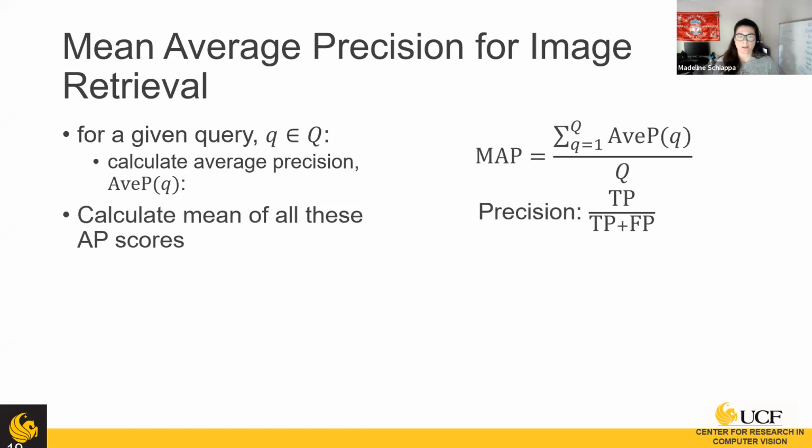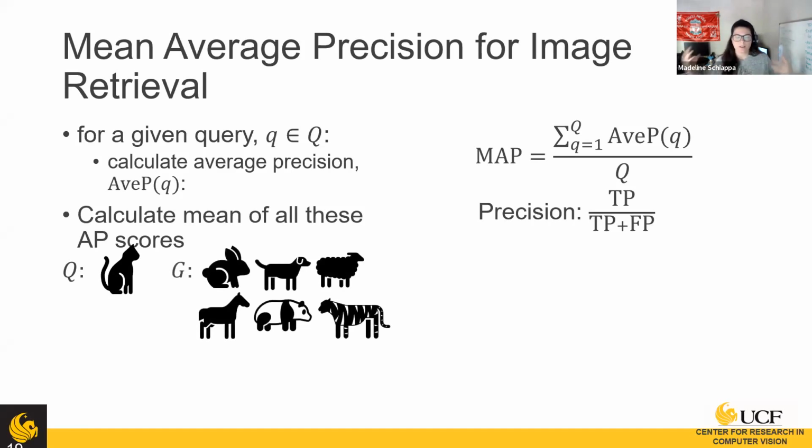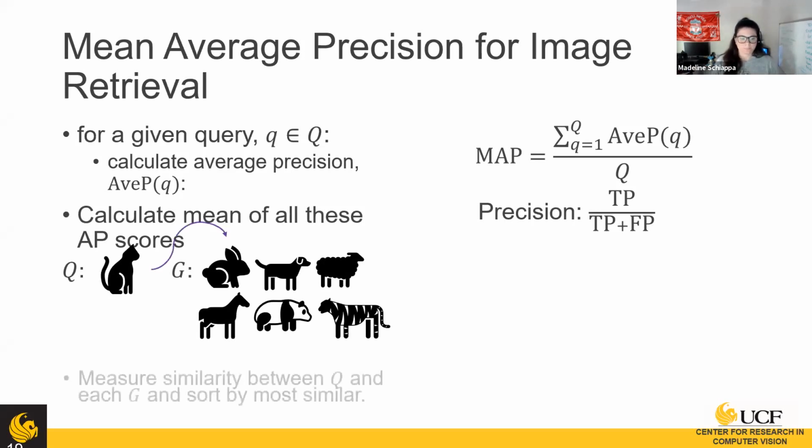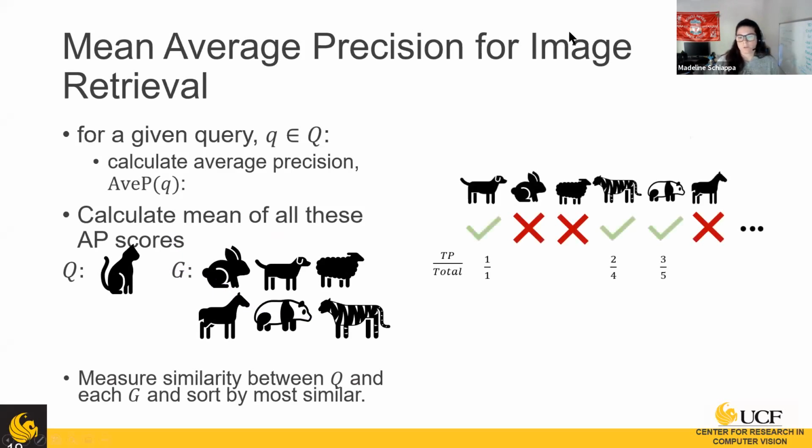This means we're calculating the mean of all these average precision scores. So what is average precision? I'm going to go through this using an example. Let's say the query is a cat. In our data set, we have other possible matches to this cat, and we want to query that data set. So we want to measure the similarity between our query and each image and sort by the most similar. Based on the ground truth, we know that 3 objects are correct.